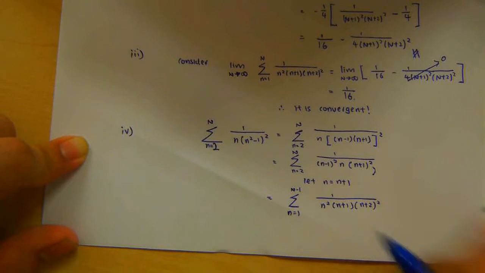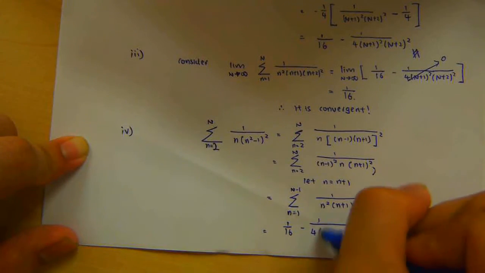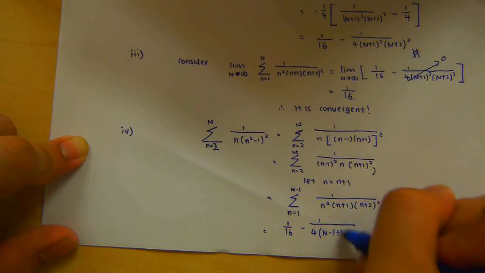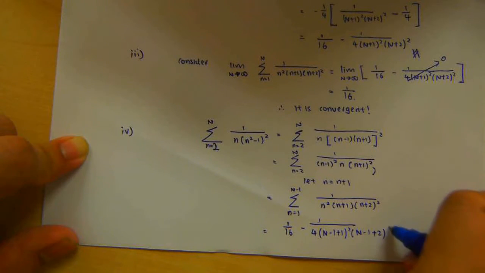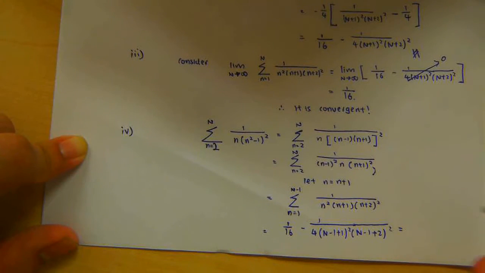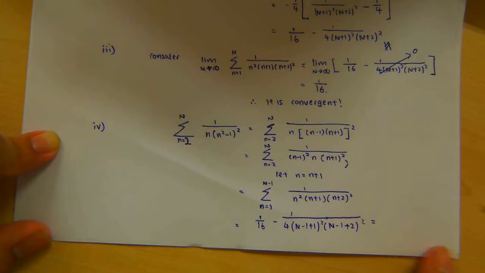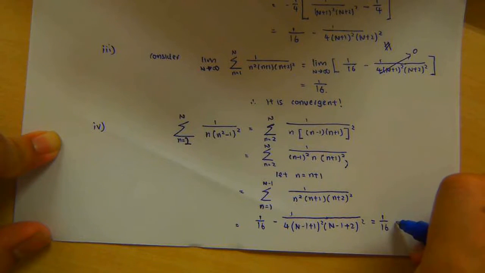So since they are the same, we can make use of the part 2 result. But in this case, since the upper limit is n minus 1, from the part 2 expression, we shall sub n as n minus 1. And we can further simplify this to give us our final answer.